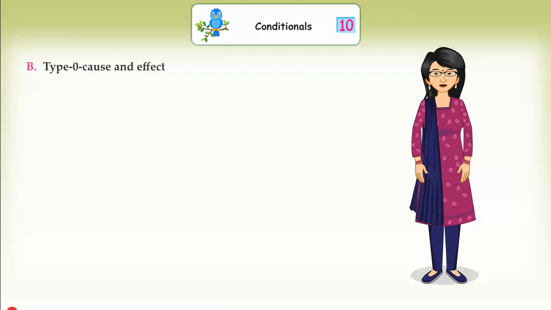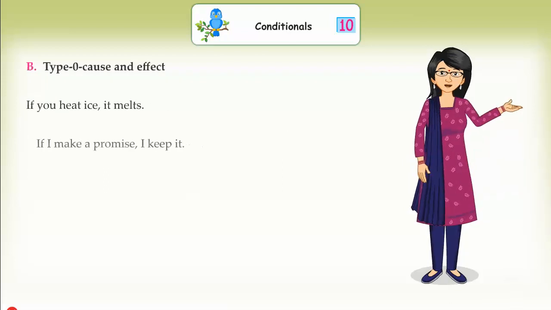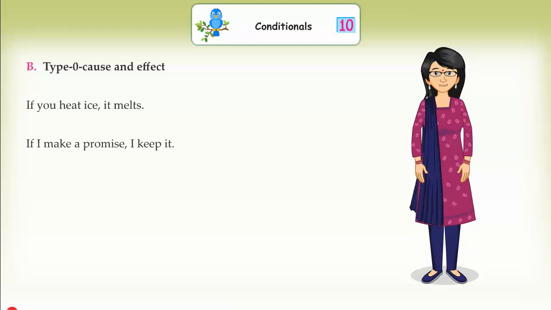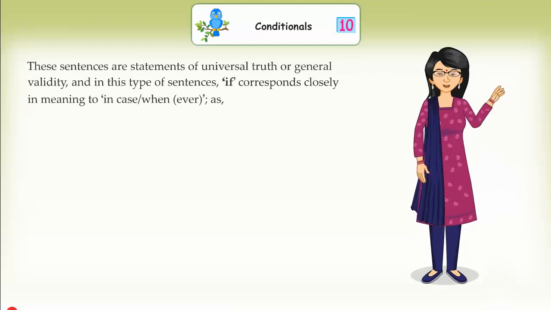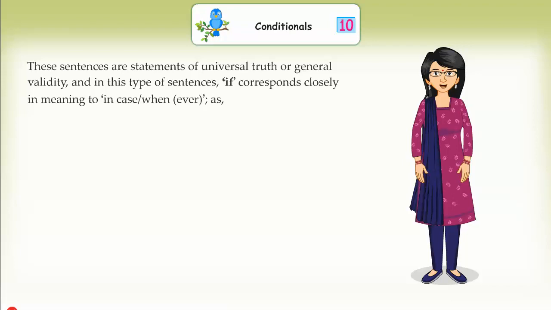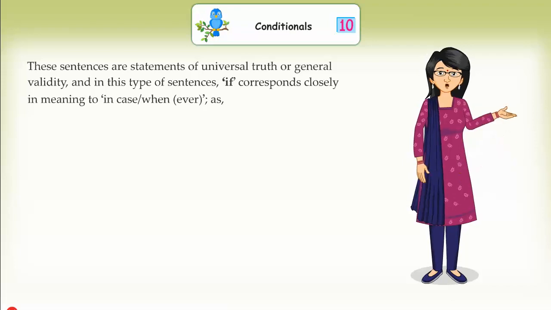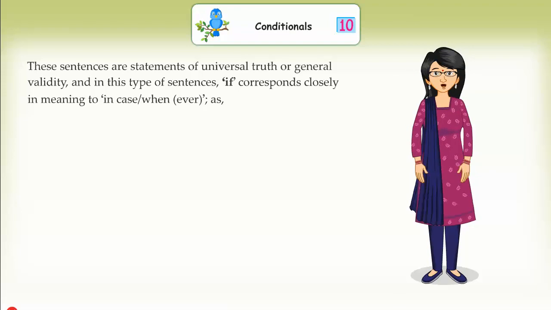B. Type 0. Cause and effect. If you heat ice, it melts. If I make a promise, I keep it. These sentences are statements of universal truth or general validity, and in this type of sentences, if corresponds closely in meaning to in case, when, ever, as.